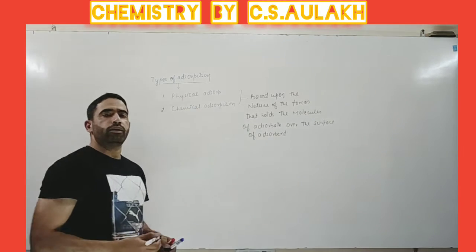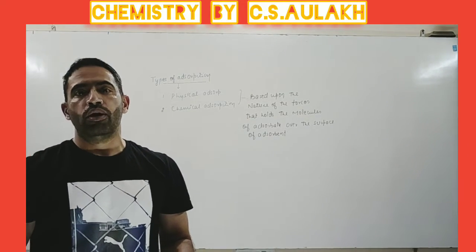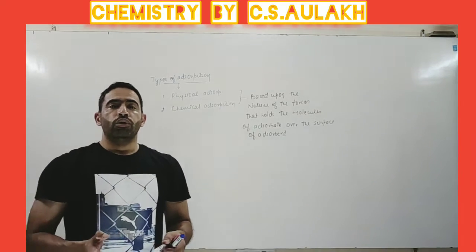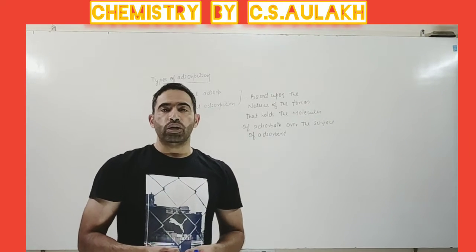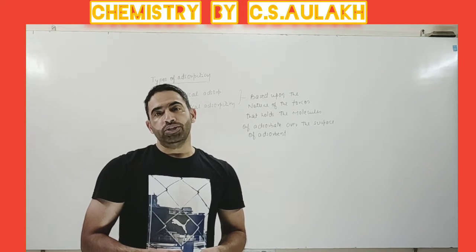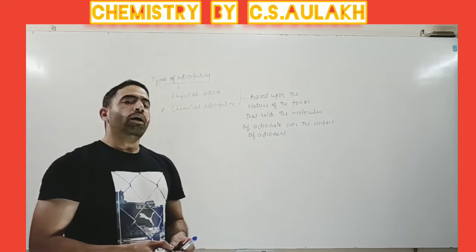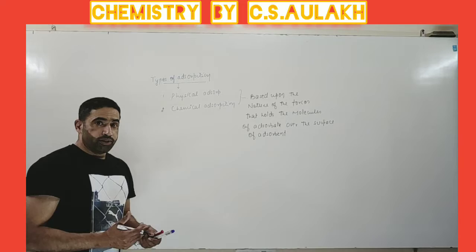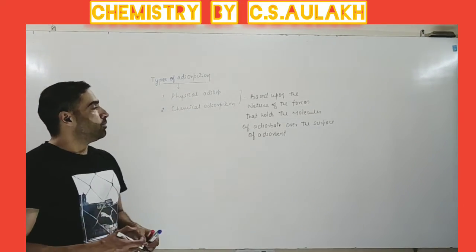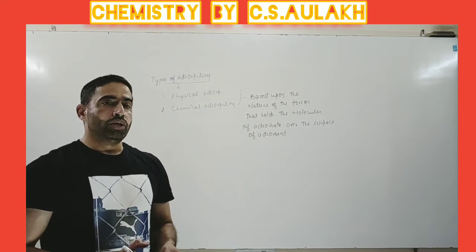We know that in case of adsorption, the molecules of the adsorbate are held over the surface of adsorbent. So depending upon the nature of the force responsible for holding the molecules of adsorbate over the surface of adsorbent, we differentiate into two types, physical and chemical. Let's move further with physical adsorption, then discuss chemical adsorption, and finally write the difference between the two.